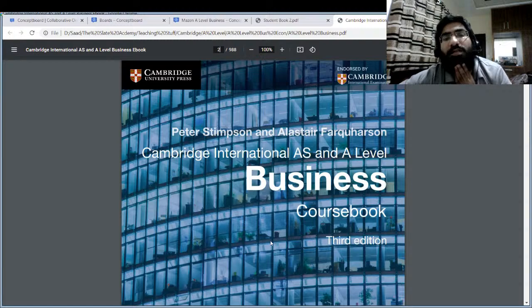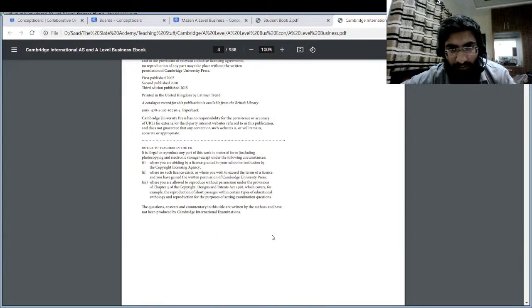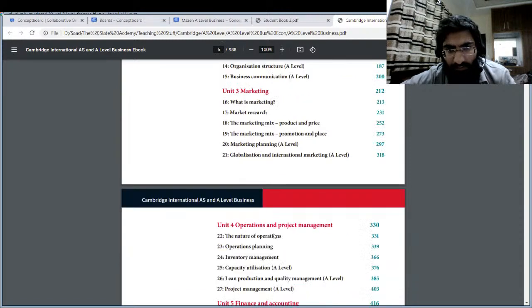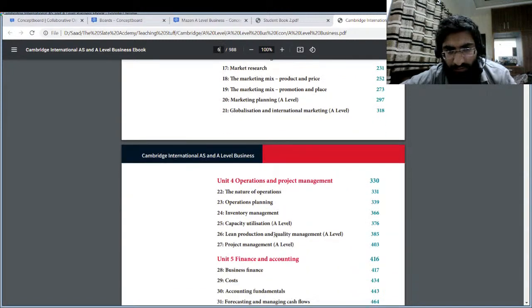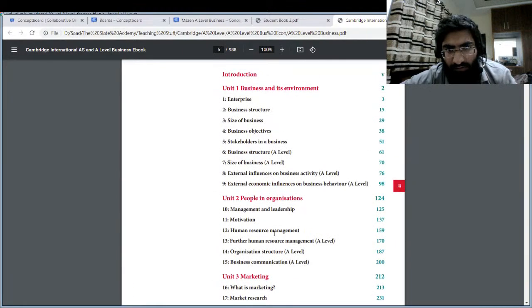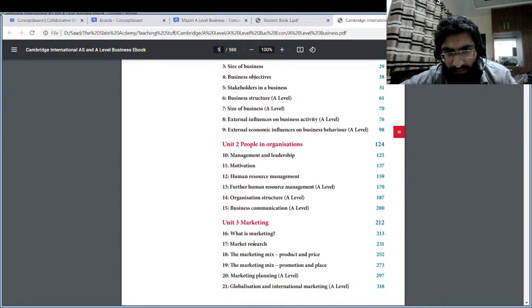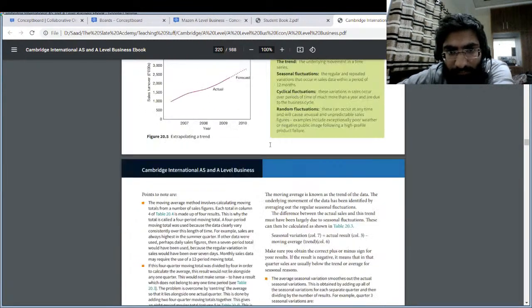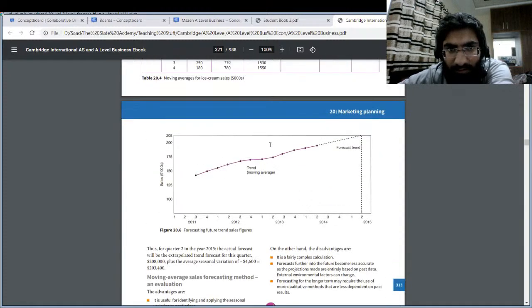Which chapter was sales forecasting? Marketing? No. Operations, project management. It wasn't finance. It was A level marketing planning, page 318. Let's see. 318. Hmm. So here is this chart.